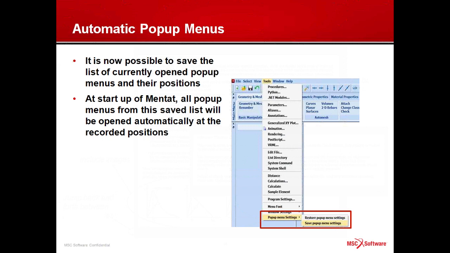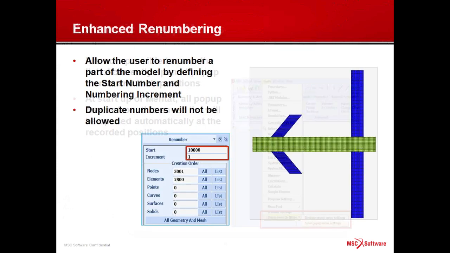Another feature that people often work with is their pop-up menus, especially if you're in a dual screen configuration. You spend a lot of work to organize it, then you leave Mentat, you bring Mentat up again, and you have to spend the time reorganizing your menus. But now what you can do is save the location of those pop-ups, and when you start Mentat again, it will basically put Mentat back in the same state that it was before.